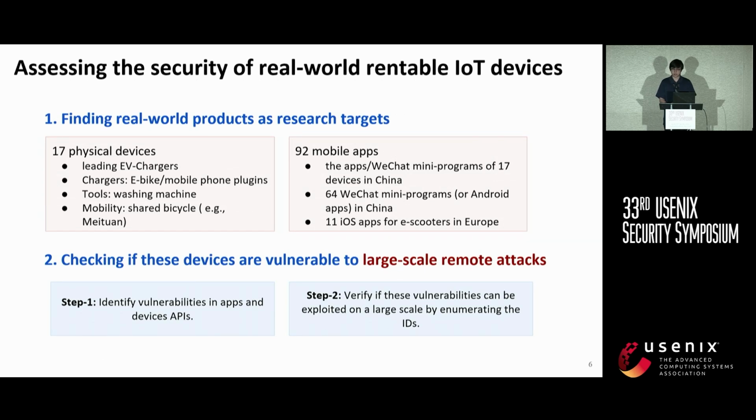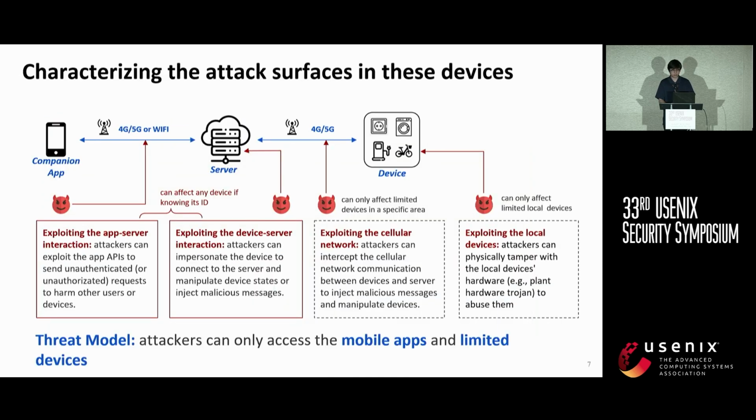We conduct a systematic study on the security of real-world rentable IoT devices, covering 17 physical devices and 92 mobile applications. Our goal is to track if the devices are vulnerable to large-scale remote attacks. In this work, we study how adversaries can remotely abuse these devices on a large scale. We consider both rentable IoT devices and their companion smartphone applications as potential attack targets, focusing on remote exploits that do not require physical access to victim devices.